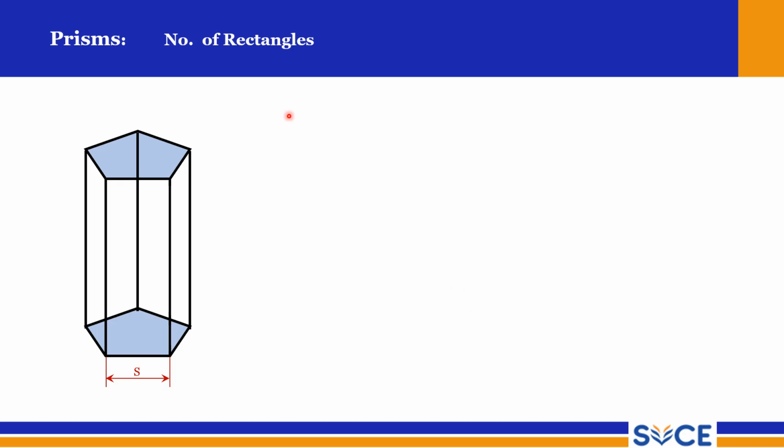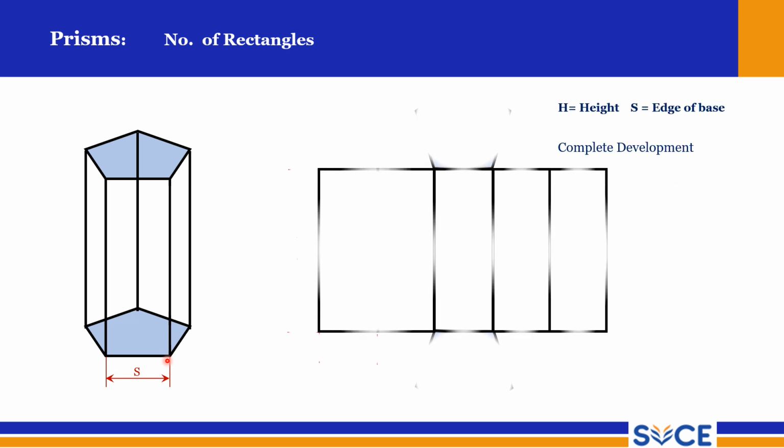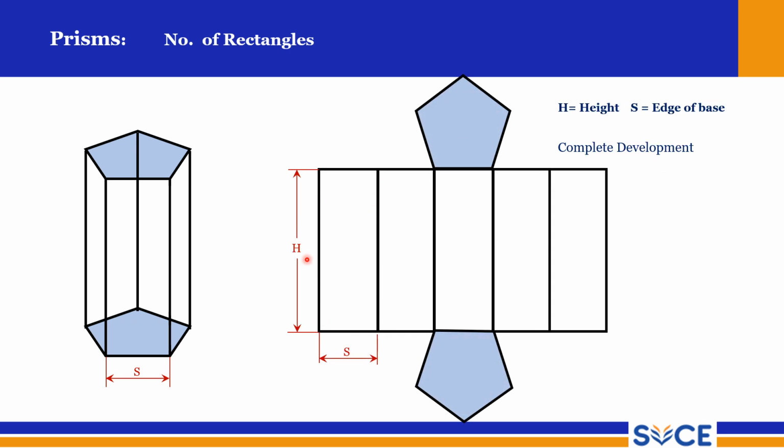Prism, number of rectangles, right? Suppose if it is a pentagonal prism, you will be having 5 lateral faces. Similarly, you can fix the number of faces depending on its base shape. So this is h, height of this prism, and this is the side. Using the side we can develop this, and this is the complete development.